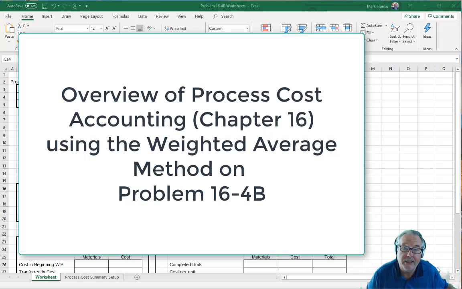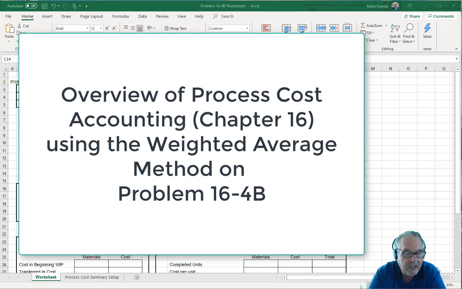By the way, before we get started, I wanted to mention that we'll be focused solely on the weighted average method for doing process cost accounting. There is also the FIFO method, which is the first in, first out method. We will not be using that. Weighted average works just fine. It's a little bit easier. There's just a couple of less steps. But anyway, that's something to keep in mind.